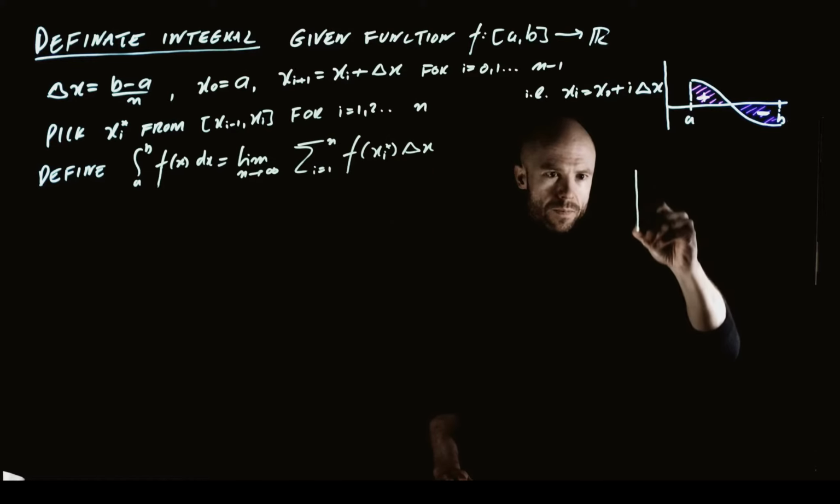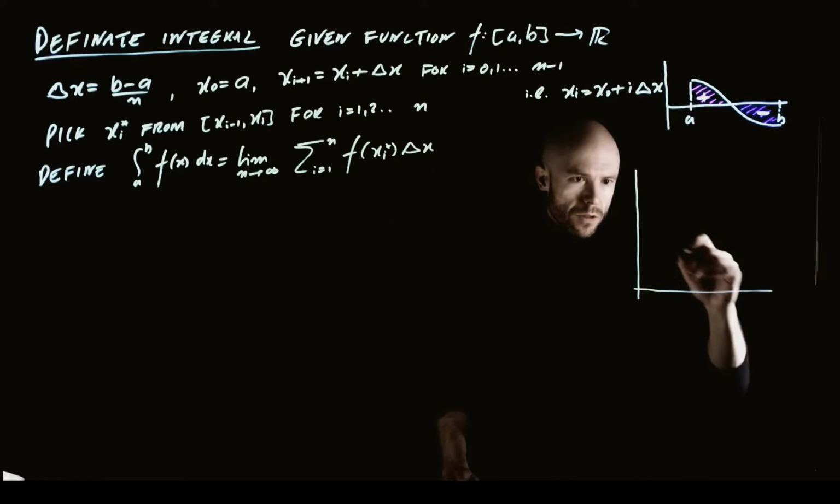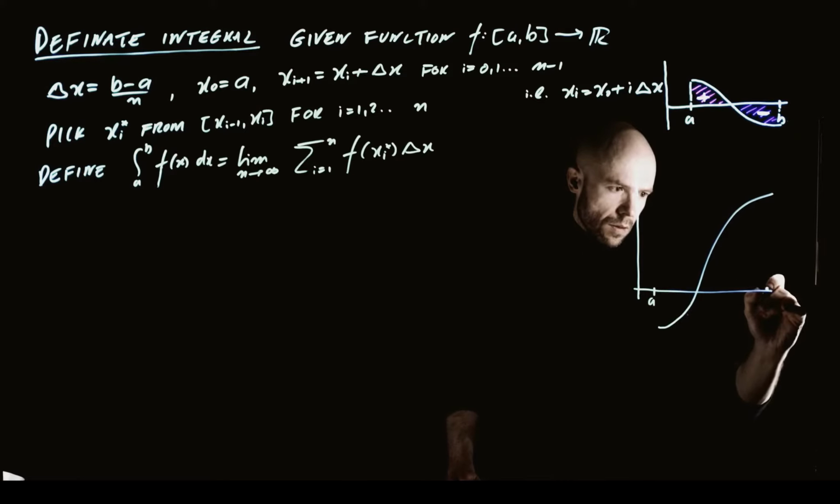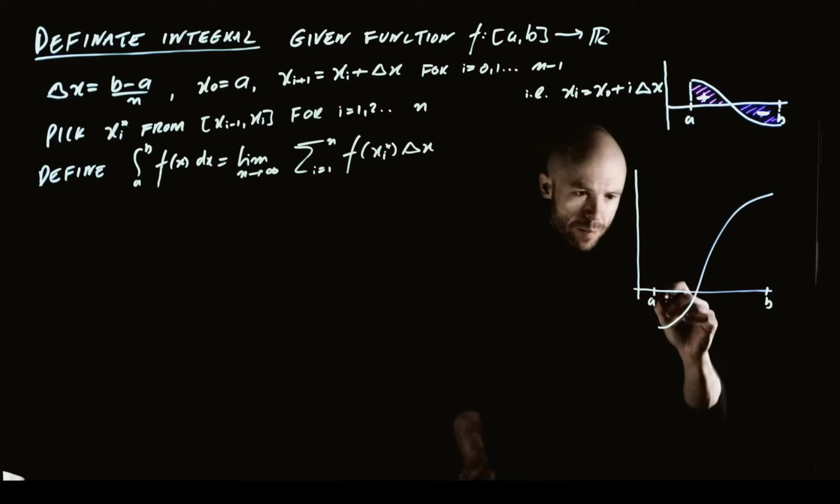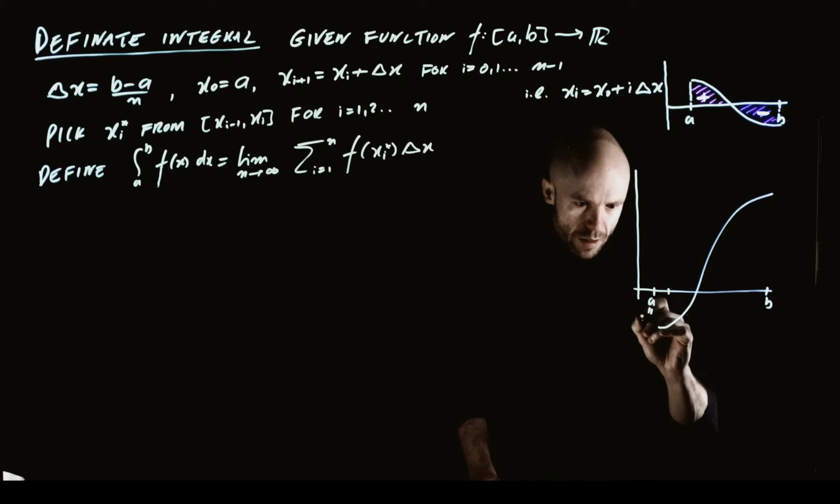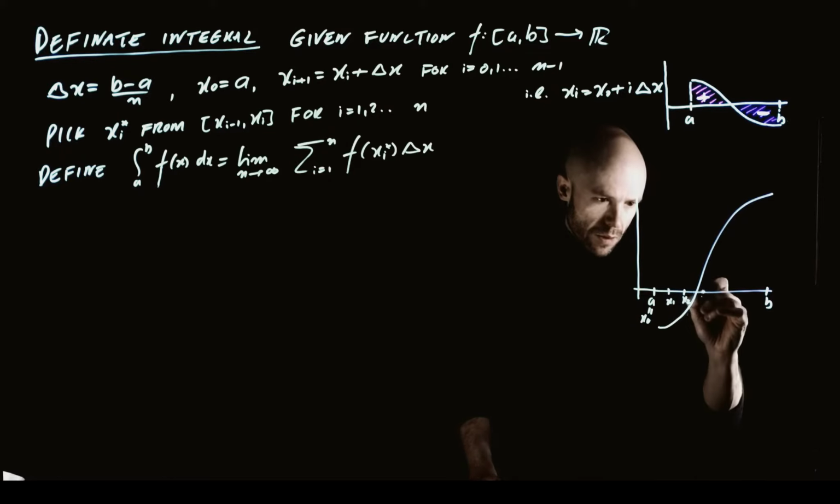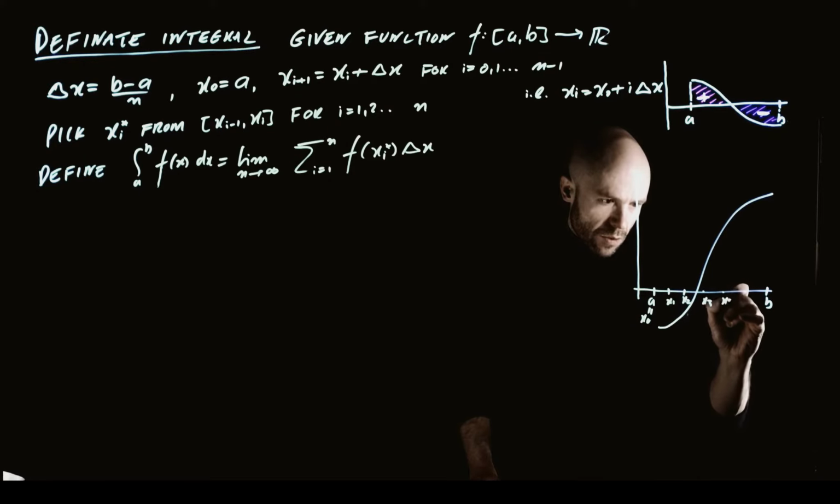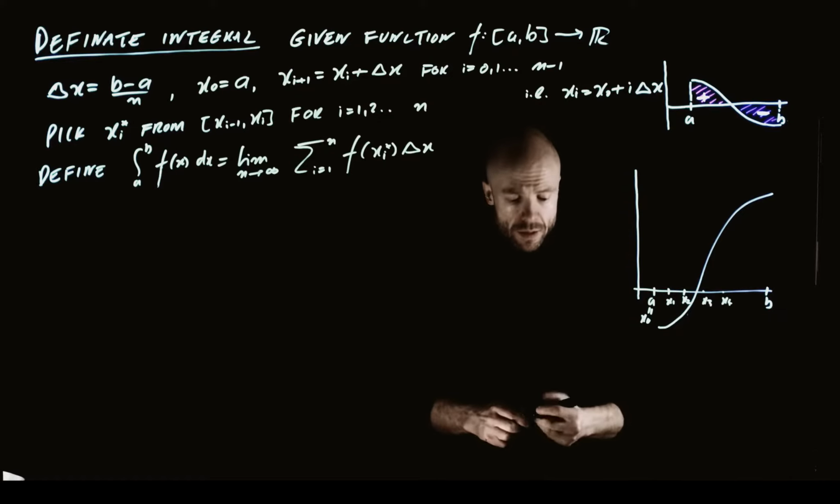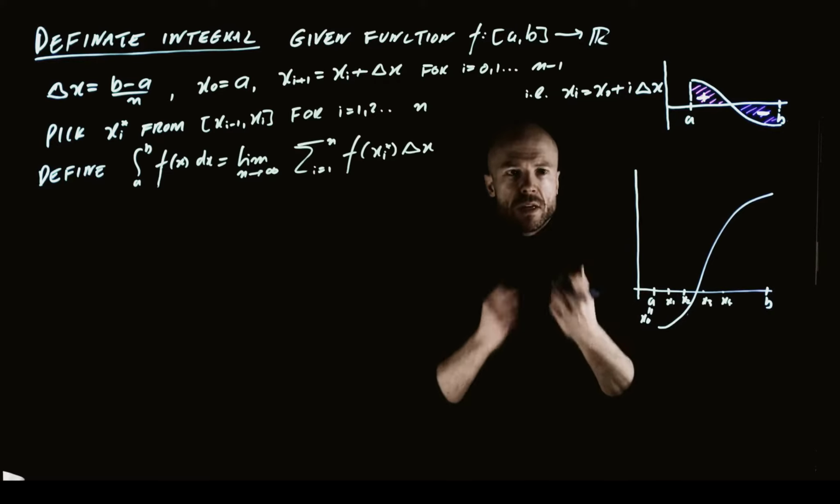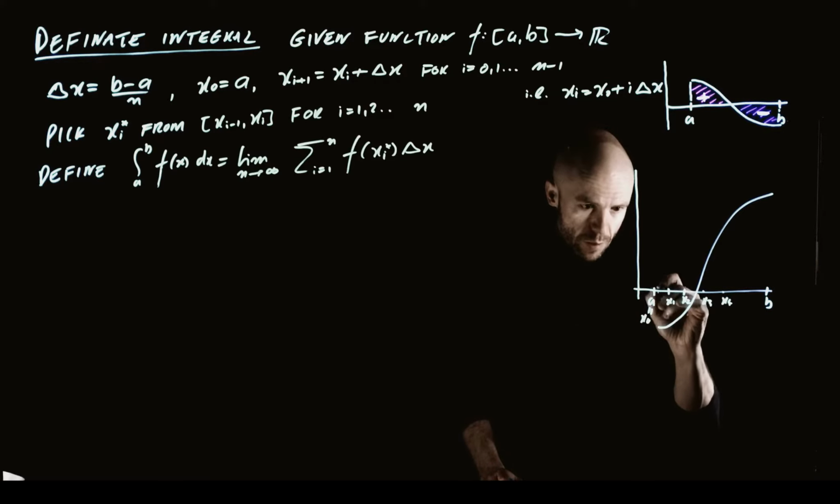We have our function, let's make it do something like this. This here is a, this here is b. So we're cutting it up into n pieces. This a is x0, this is x1, this is x2, x3, x4, and so on. And then we're picking these sample points, and they can be any point inside the interval. The first sample point, x star 1, is any point from x0 to x1. So let's say we pick this point here.